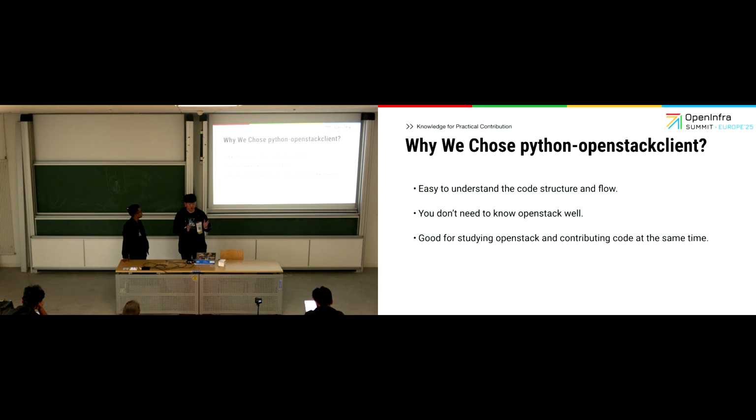The reason we choose the Python OpenStack client is very simple. The first is that this project is easy to understand. The mentees do not need any OpenStack knowledge or OpenStack technology. The only thing they need to know is the REST API and how to use it. Because the CLI just calls the REST API of other components like Nova and Neutron, then the CLI converts the data into objects or shows it in the terminal.